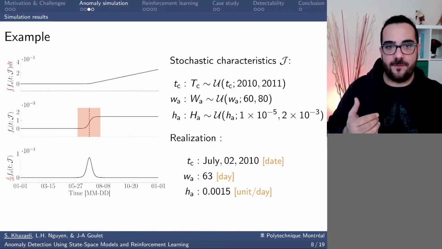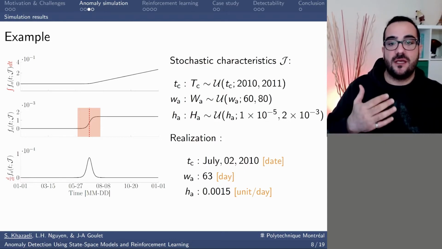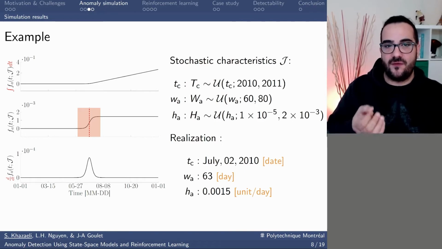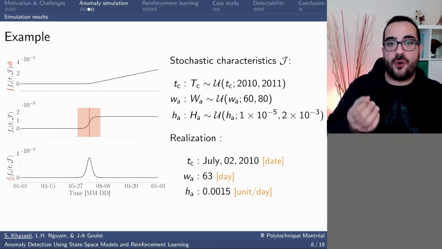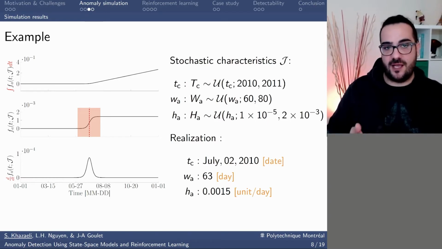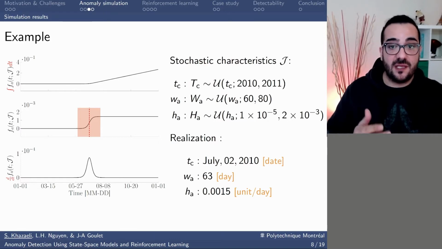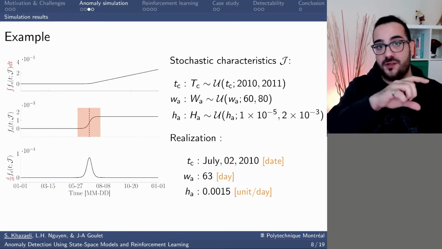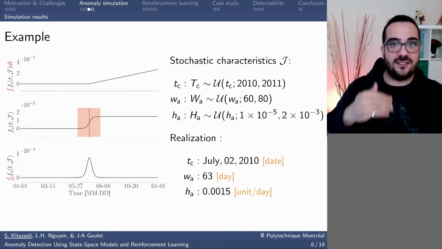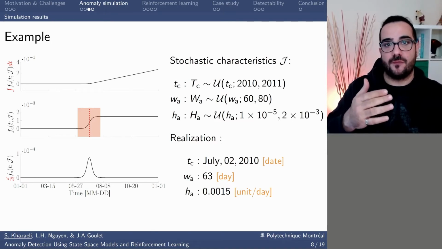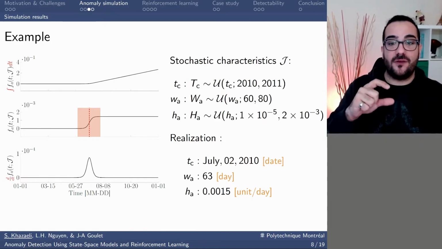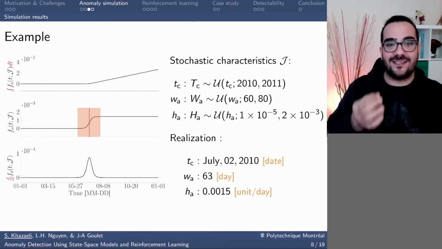So a realization from this distribution results in an anomaly where the center is on July 2nd, 2010, with 63 days width and 0.0015 unit per day height. And the figure shows the resulting anomaly with respect to the baseline, speed, and acceleration. And again, this function is on the trend or on the speed. So by doing an integration and derivation, we can obtain the baseline or the acceleration. And also the shaded area is the anomaly width, and the vertical line indicates the center of the anomaly.